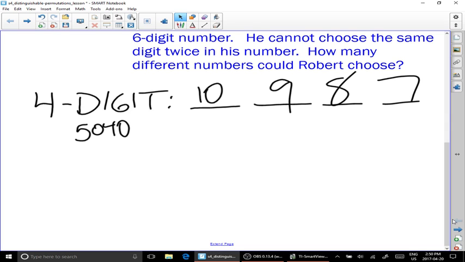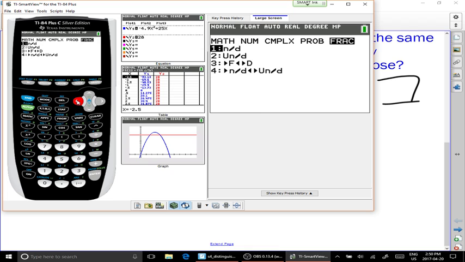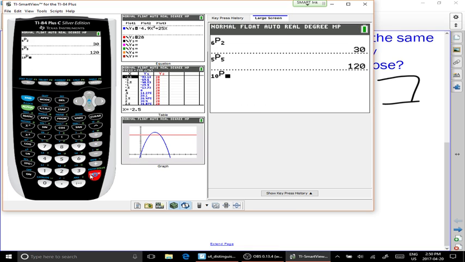But what we could also do is use permutations. So if we go to our graphing calculator and we go 10, because there's 10 digits, 0 through 9, we go to the math menu and we go to permutations, which is option 2, and go 10 pick 4, hit enter. What do we get? 5,040. Looks familiar, hey? Because that's what we found when we figured out 10 times 9 times 8 times 7. So in other words, 10 times 9 times 8 times 7 is equivalent to 10 pick 4.